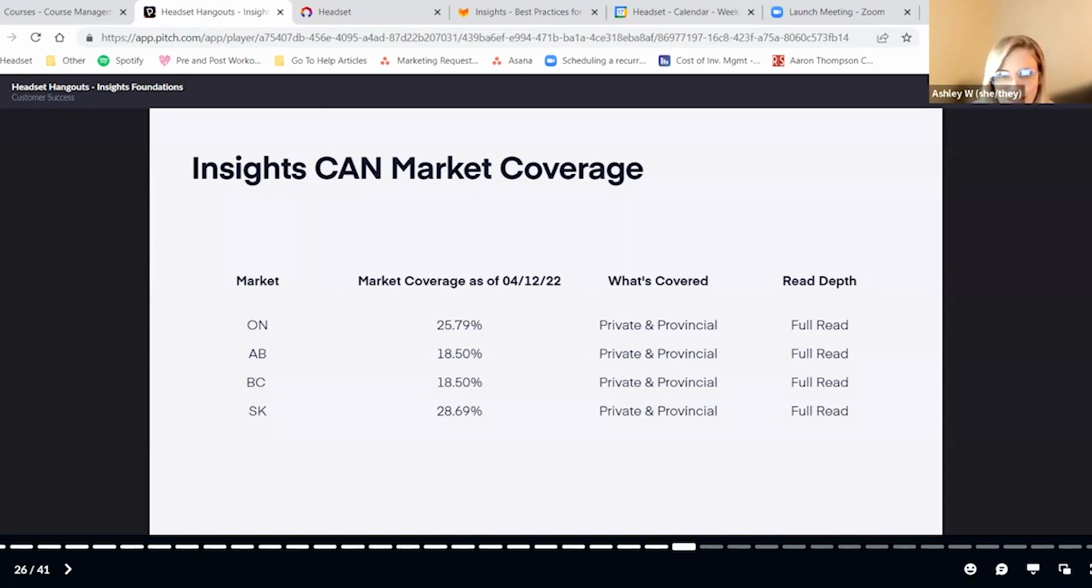BC has actually increased to almost 20%, 19.8. Alberta is holding steady. This cheat sheet I'm using, y'all, is not alphabetically sorted. Ontario is holding steady, 25.18% there. Saskatchewan, where is she?